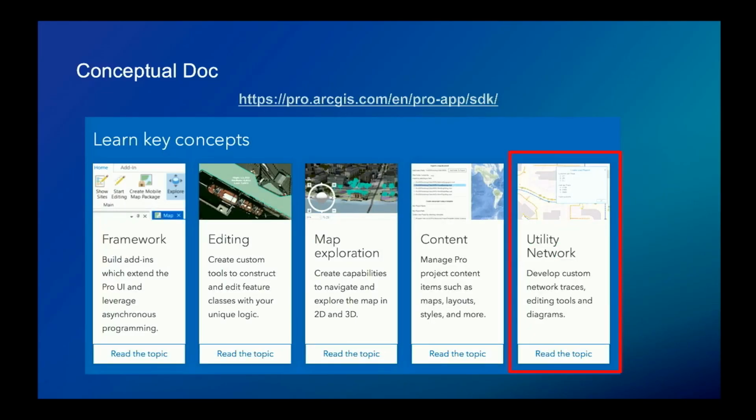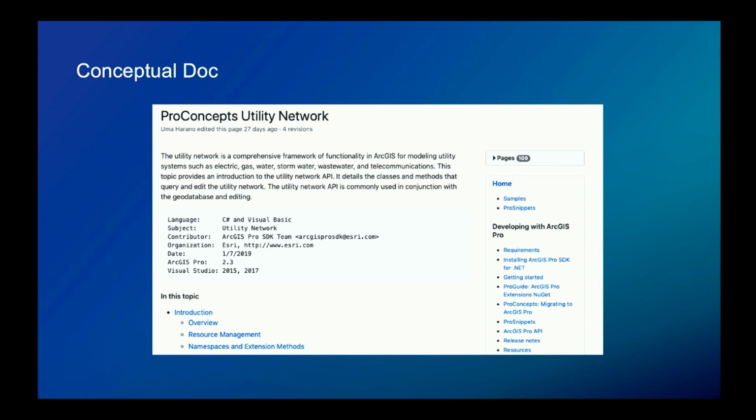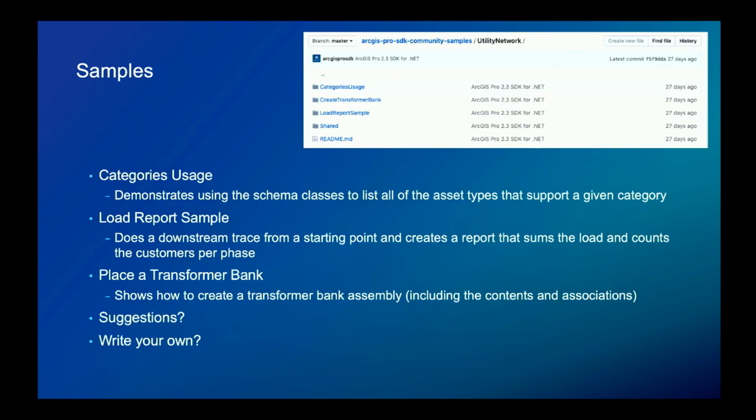Real quick, if you go to that Pro site, you can get a link. You click on this utility network thing, read the topic. There's pages and pages. Everything that was in this talk, plus a lot more. There's also a link to samples. We have a number of samples up there today. Category usage, which demonstrates how to use the schema. A load report sample, which demonstrates how to use tracing. And some editing examples to place a transformer bank. If you want to see additional samples, let us know. We will add it. Also worth pointing out that it's a GitHub site.